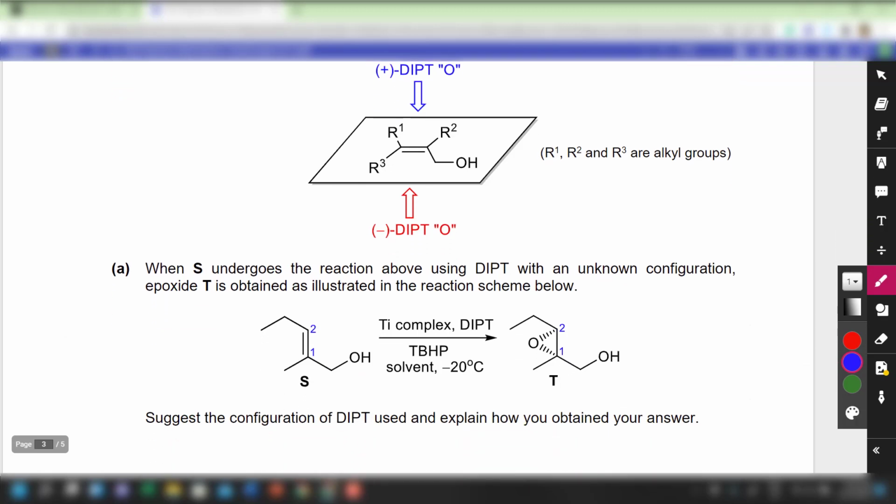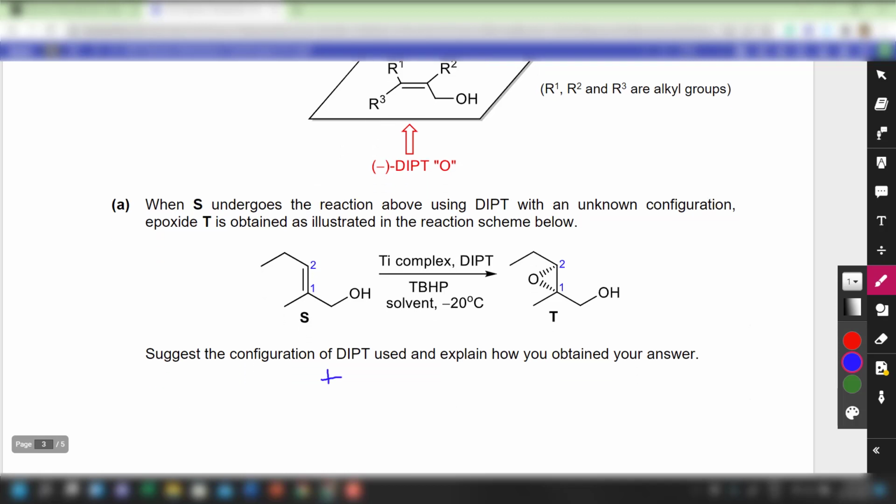So now the question is, when S undergoes the reaction above, with an unknown configuration, epoxide T is obtained in the reaction scheme below. You are asked to suggest the configuration of DIPT used. So basically your answer is either plus DIPT or minus. So it's a 50-50% chance of getting it correct.